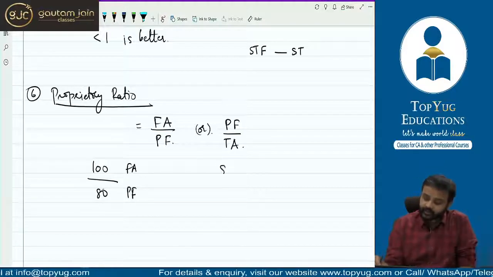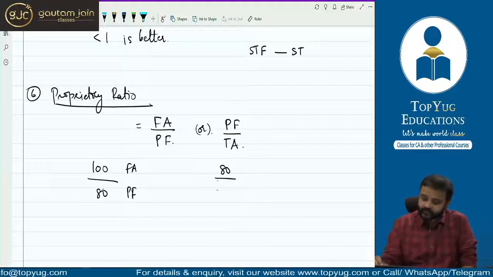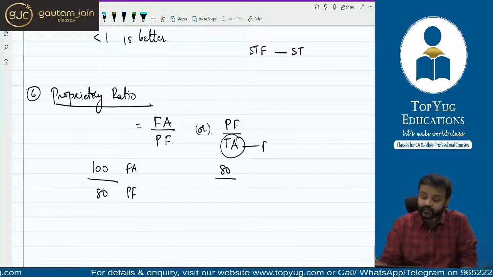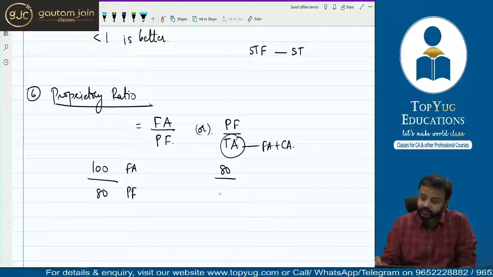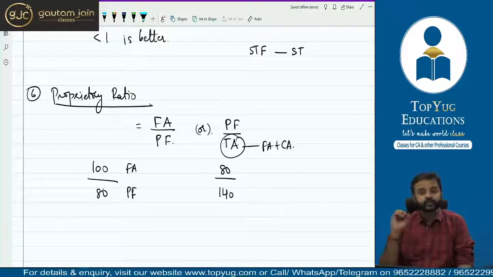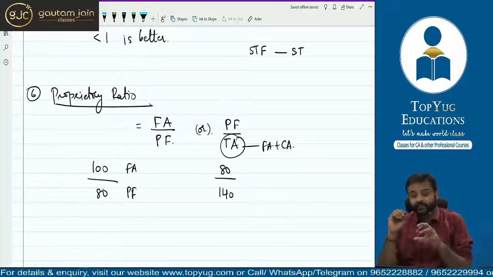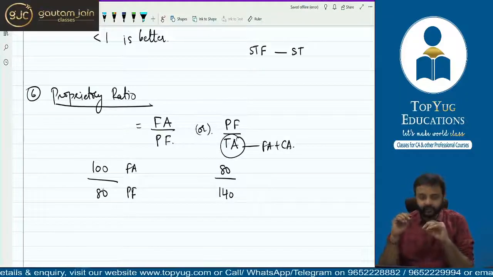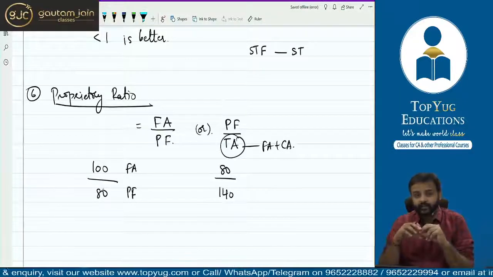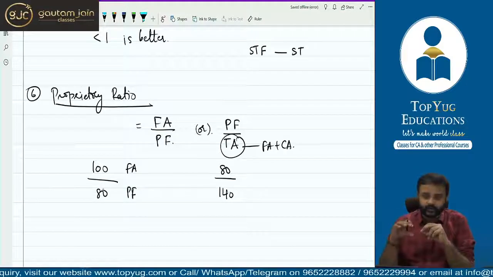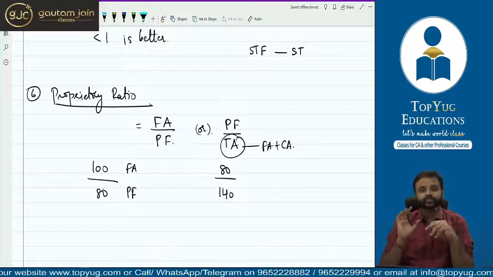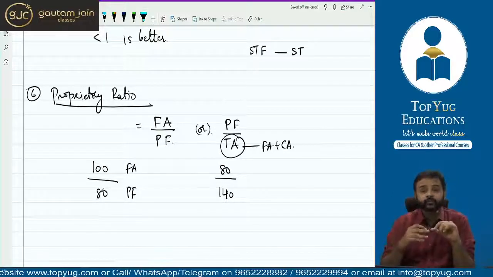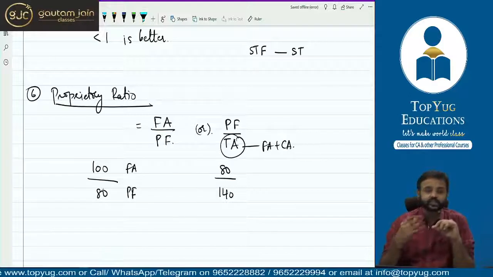Acha. Suppose I say 80 is proprietors funds and total assets means what? Total assets means fixed assets and current assets. So let's say the total assets is 140. That means fixed assets and the current assets are worth 140. Funding of that has been done by proprietors funds to the tune of 80. This is what it is indicating. So proprietary ratio means you want to know where did the proprietor funds go, in the fixed assets, in the total assets, right?